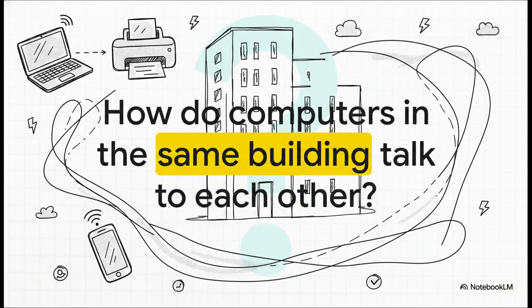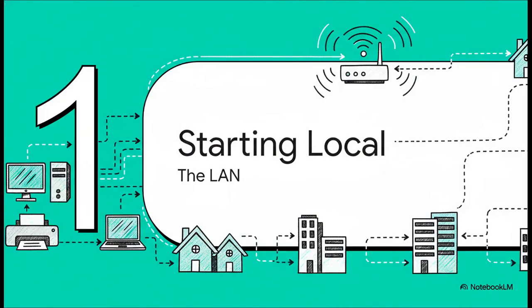So, let's start with a really simple question. Just picture an office or a school, maybe even just your own home. You've got a laptop, a printer, a phone. They're all in the same building. How do they actually talk to each other? What's the secret sauce that lets you print wirelessly from across the room? Well, the answer to that question starts at the smallest scale, with the most fundamental building block of all our digital communication, the LAN. Think of it as the foundation that everything else is built on.